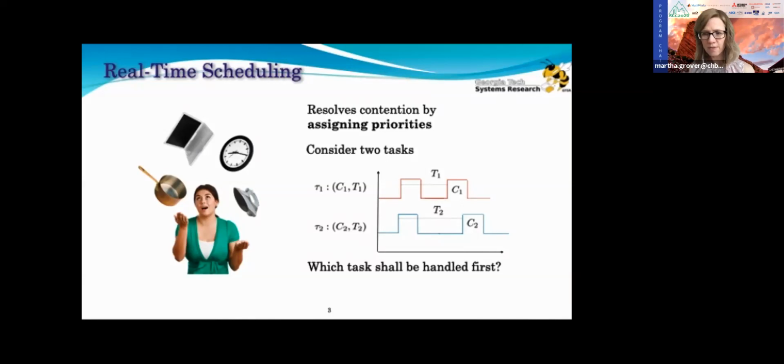In real-time scheduling, we resolve contention by assigning priorities to different tasks. In this case, each robot's requests are viewed as a task. For example, given these two tasks, the red task and the blue task on the screen, which task should we assign higher priority? In real-time scheduling theory, the answer is we should assign the red task higher priority because it has a shorter period.